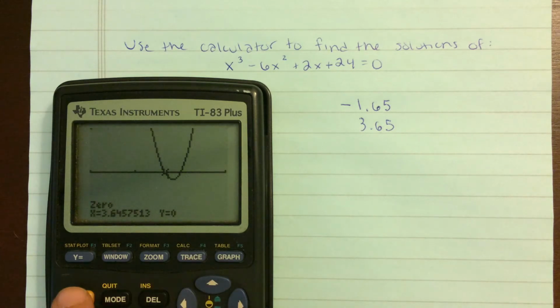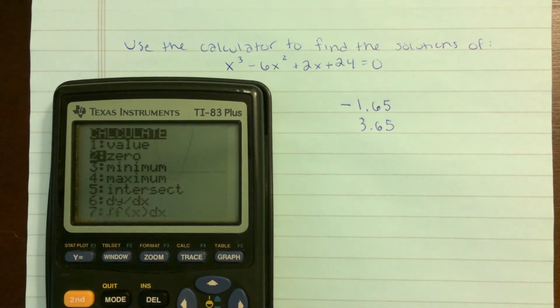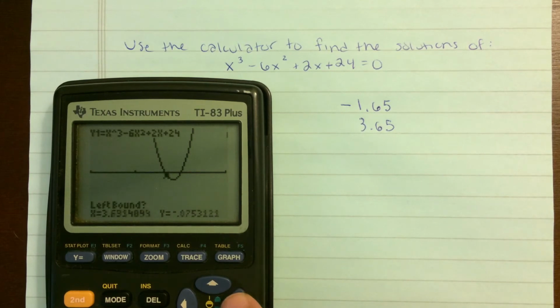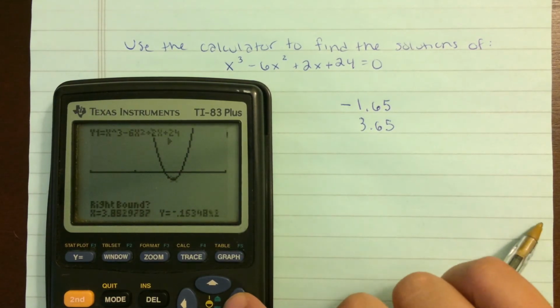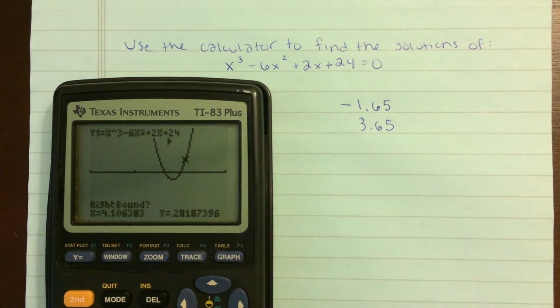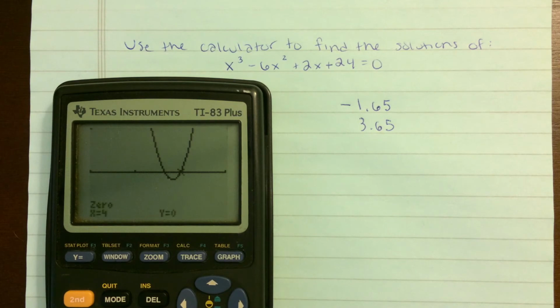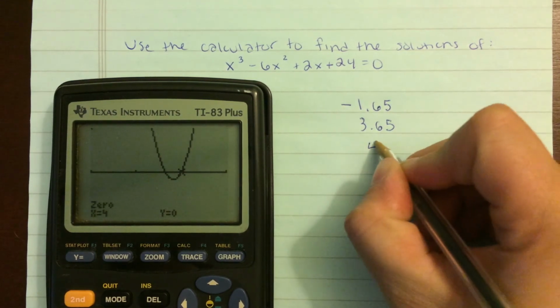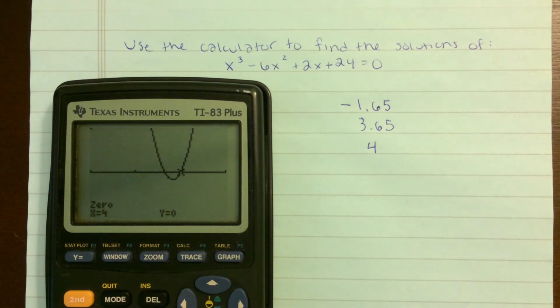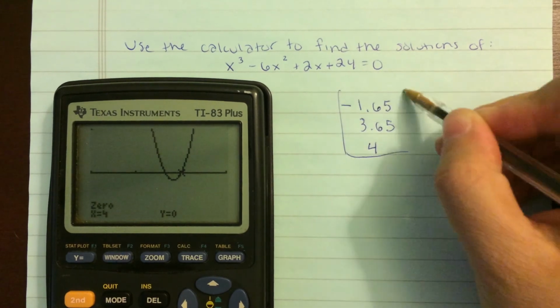All right, now let's do the last point. So second calc again, zero. This time, left bound. Okay, that's to the left of that point. That's fine. To the right, I'm going to go ahead and move over here, and now I want to get relatively close. And there it is at 4. And that is the 3 solutions to the graph.